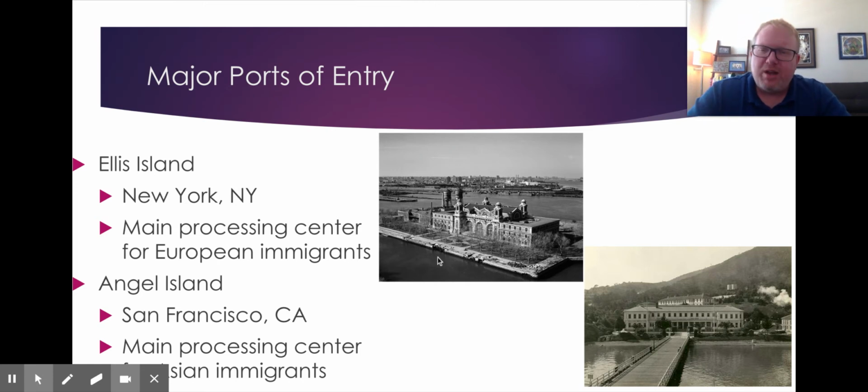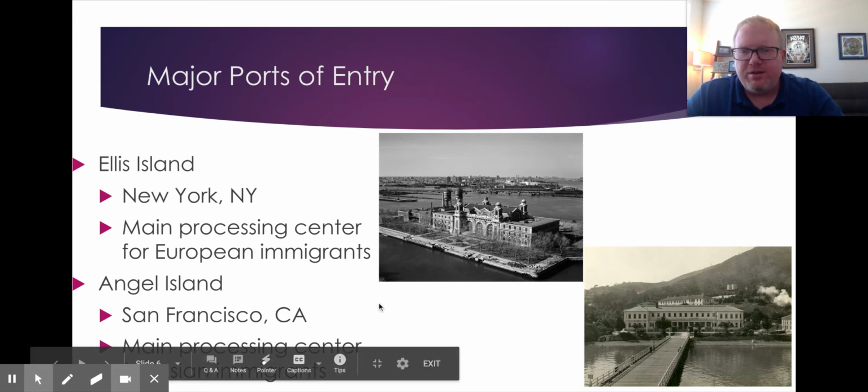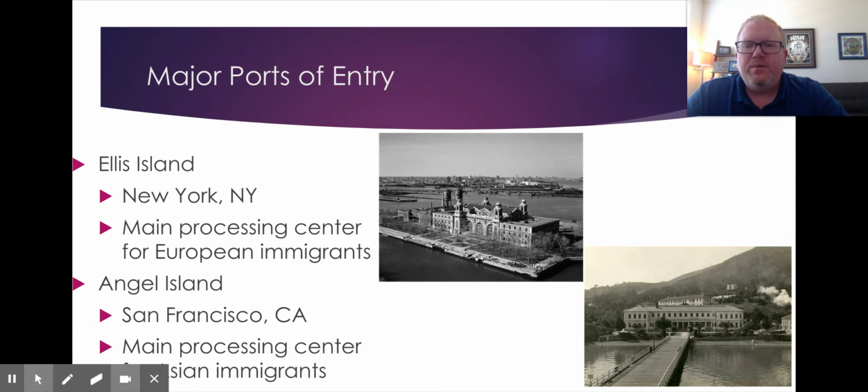Now, some of you might have been like, wait, I thought the Statue of Liberty was there. That's actually Liberty Island, where the Statue of Liberty is. It's really close. It's an island in the same area of the Sound there by Ellis Island, but it's a separate stop where the Statue of Liberty is.